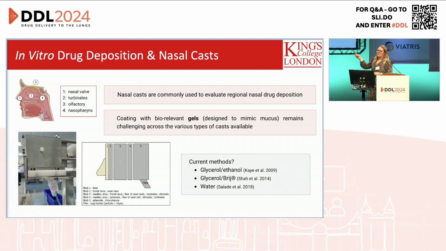So just to quickly take you through the Aeronose cast, I know most of you will be aware of how this works, but it's got different blocks. Anteriorly, you've got the nasal valve, and then the turbinates in the middle, for blocks 3 and 4, and then towards the back, the nasopharynx.